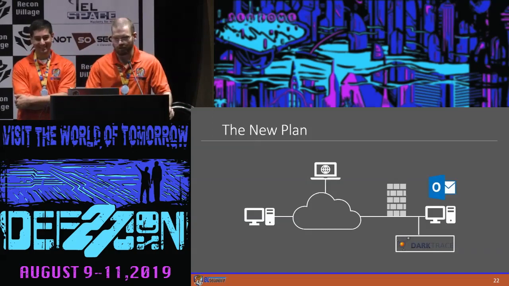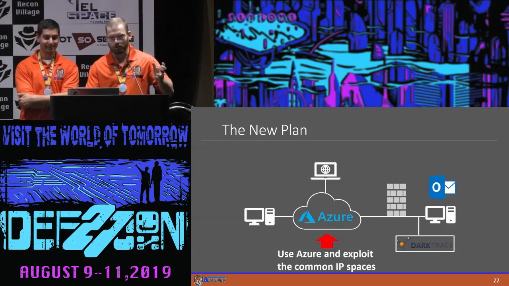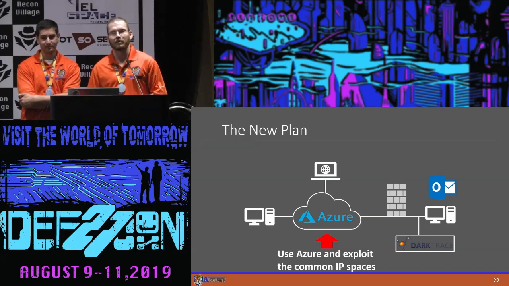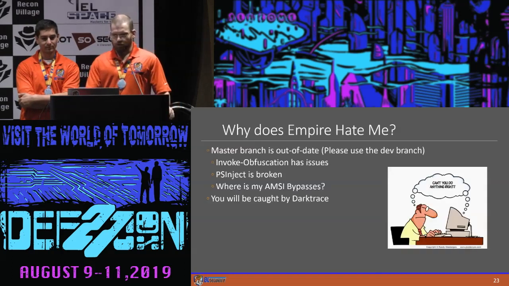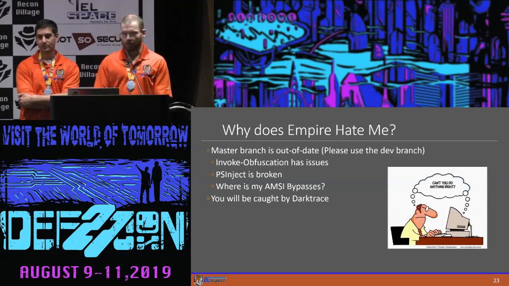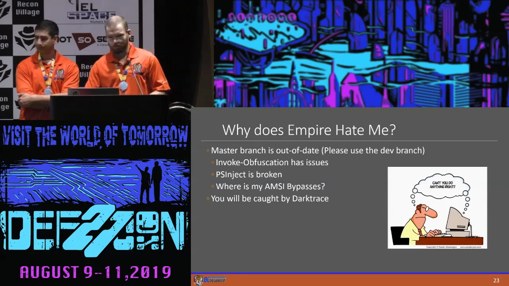So our new plan was to use Azure as our cloud space to try and make it not look like an outlier endpoint when we did have callbacks from our targets, and hopefully Darktrace had seen our IP address before, and we just wouldn't get flagged at all. We also went through and made a bunch of updates to Empire, like we talked about.